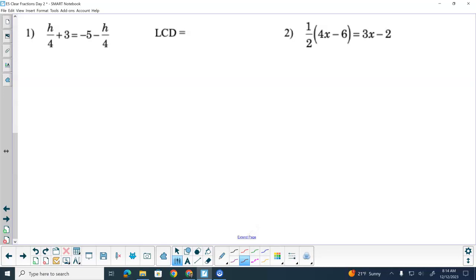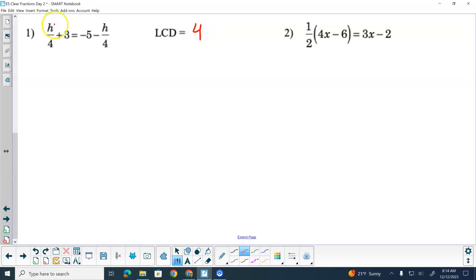No. Why not? 4 doesn't go in evenly into 10. Okay? But what's the smallest one that I could multiply by? 4. 4 is the smallest one. Okay? And so typically we go by the smallest one. But if you go by a larger one, that's fine, as long as all of your denominators evenly divide in.